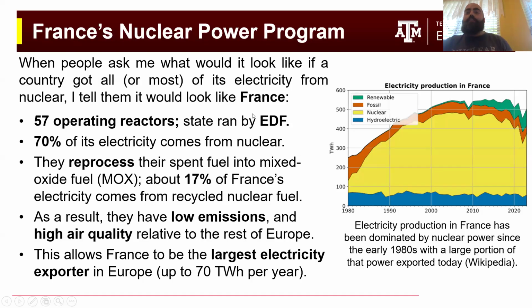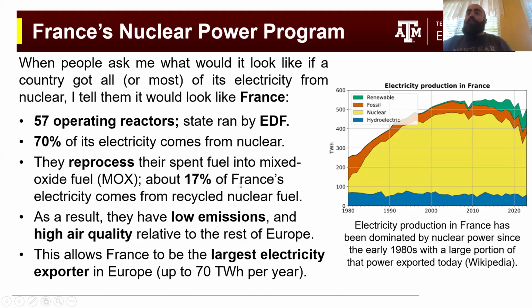France has 57 reactors. They're all state-run, so the government runs all of their nuclear power plants through an entity called the EDF. About 70% of their total energy comes from nuclear. And they have a closed fuel cycle, which means they don't just take their spent fuel and put it in dry cask storage containers forever. They take that spent fuel and reprocess it into a mixed metal oxide fuel, and then they put that fuel back in their reactors and continue to generate energy from it. So at any given point, about 17% of France's total electricity comes from their recycled nuclear fuel. I think that's really cool.